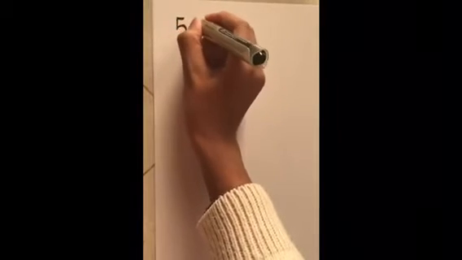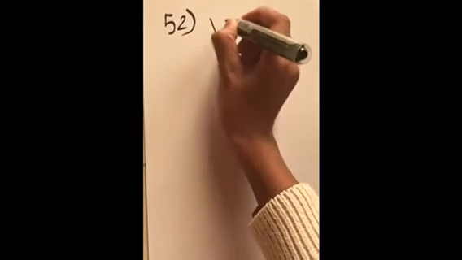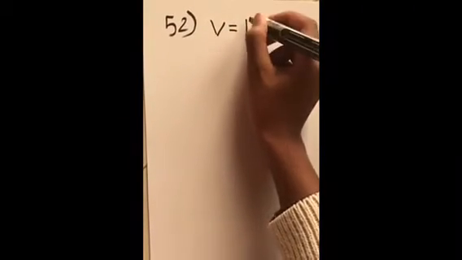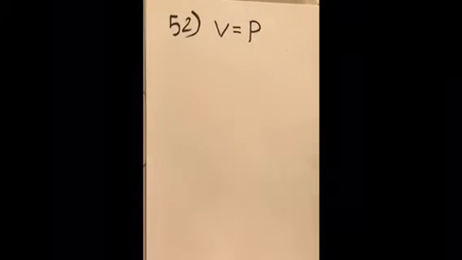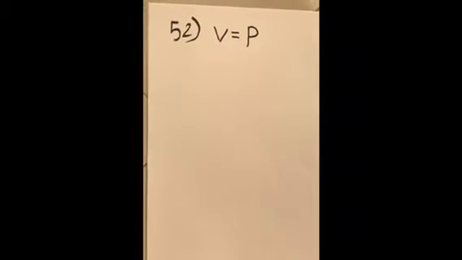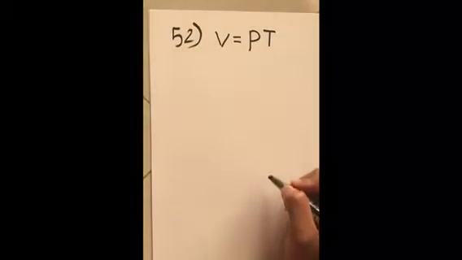Question 52, Charles' Law. In this question, it says that the volume of an enclosed gas at a constant pressure varies directly as the absolute temperature. So volume, which stands for V, equals pressure. And now, since they said in the question varies directly as the absolute temperature, we're going to be multiplying by the absolute temperature, which is represented by the letter T.